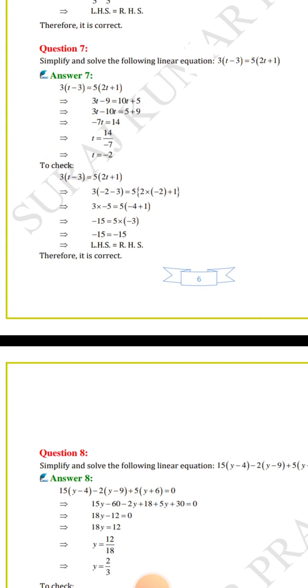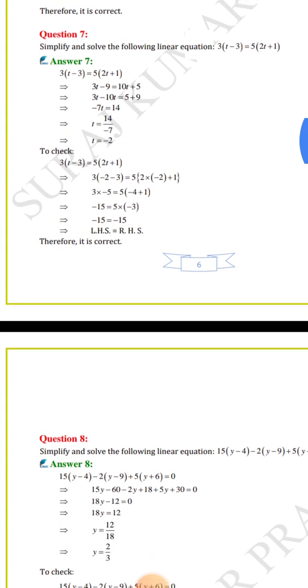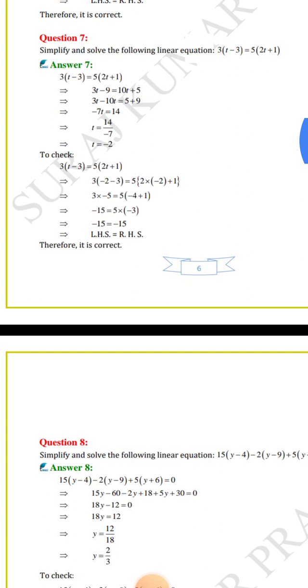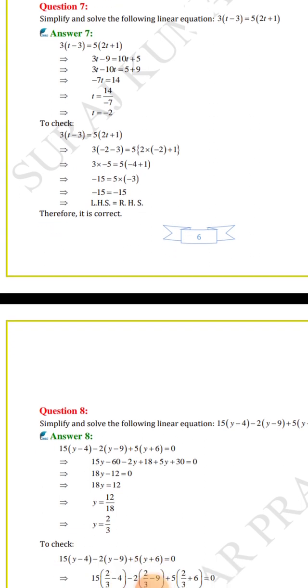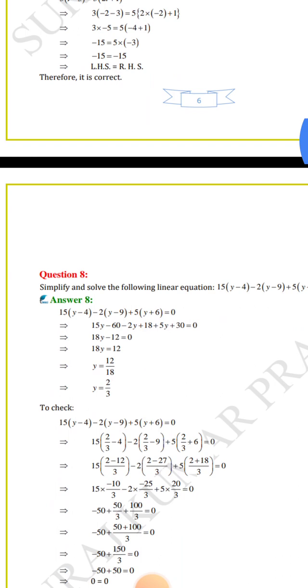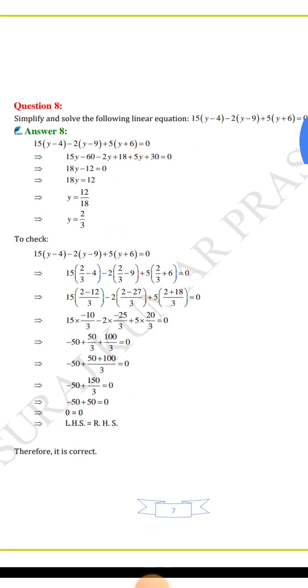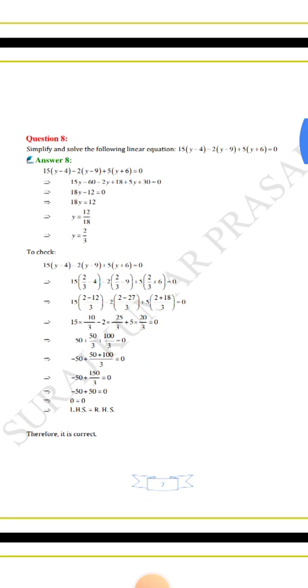3 of minus 2 minus 3 equals 5 of 2 into minus 2 plus 1. Then we can get 3 into minus 5 equals 5 of minus 4 plus 1. Then we can get minus 15 equals 5 into minus 3. Then in LHS we get minus 15, and in RHS also we get minus 15. Hence LHS is equal to RHS. Therefore it is correct. Let's solve question number 8.